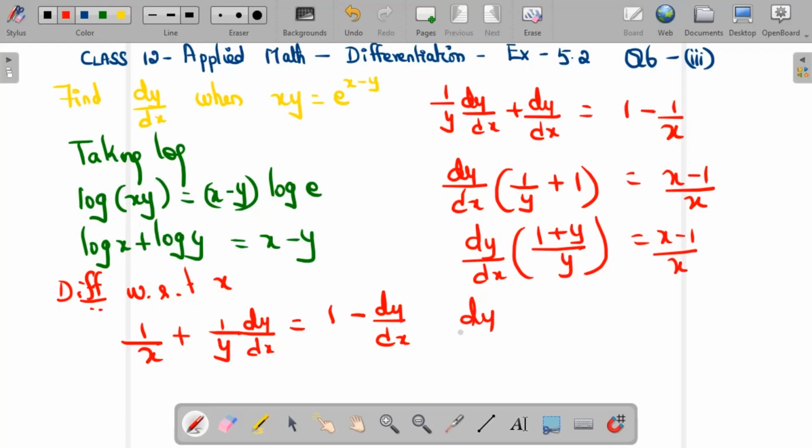So last step, dy by dx, I'm taking this whole expression to the other side. So it is (x - 1) into y, the whole thing divided by x into (1 + y). So this is the final answer. So y into (x - 1) divided by x into (1 + y).